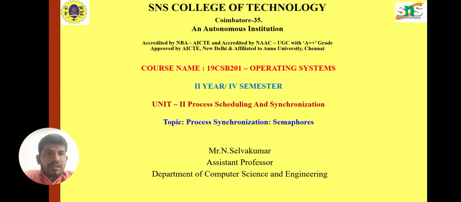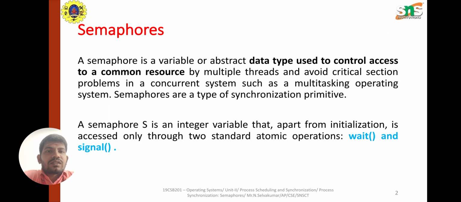Now I am going to talk about process synchronization with the semaphore. A semaphore is a variable or abstract data type used to control access to a common resource by multiple threads and avoid critical section problems in a concurrent system, such as a multitasking operating system. Semaphores are a type of synchronization primitive.